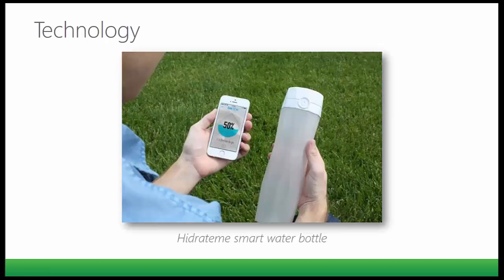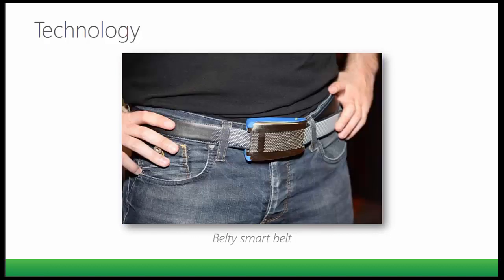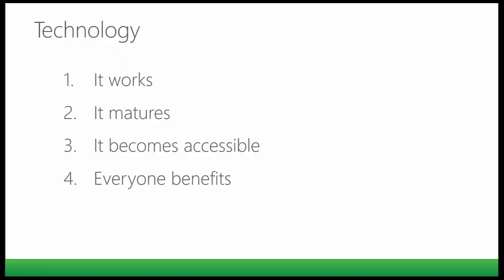Here's an example of a real technology project, the Hydrate Me Smart Water Bottle, because apparently I can't look at my bottle and figure out how much water is left in it. Or this one, the Belty Smart Belt, because apparently the fact that my pants are tight isn't enough to tell me that my belt is getting tighter as I'm gaining weight. So those are two technology products that are a little bit silly.